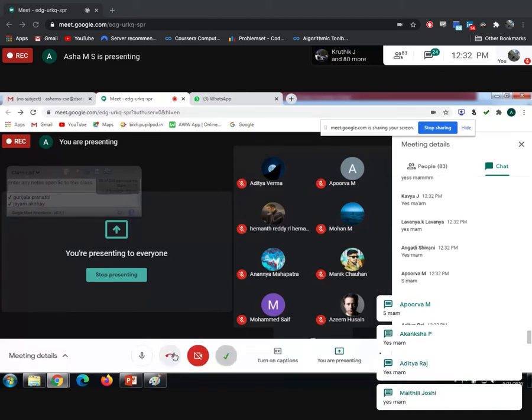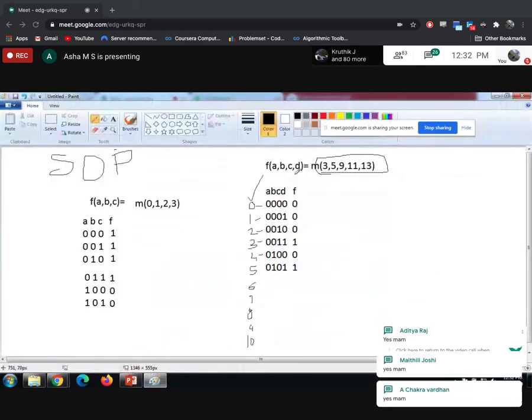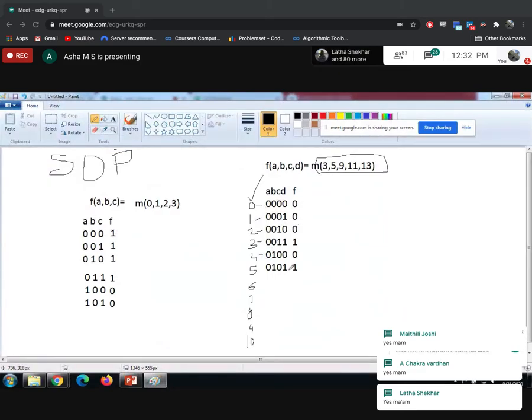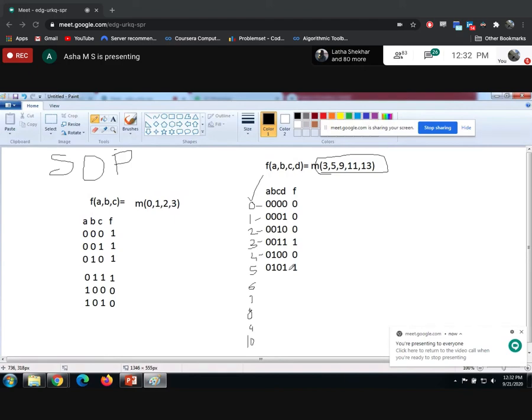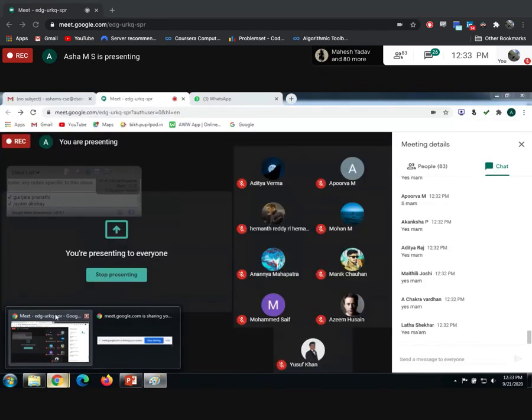Complete this truth table. If you are clear, complete this truth table. Up to 5 are written. For the remaining combinations 9, 11, 13, write 1. For all the remaining combinations, make it 0. I want everyone to complete it.